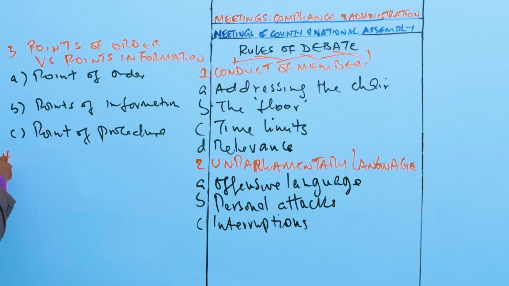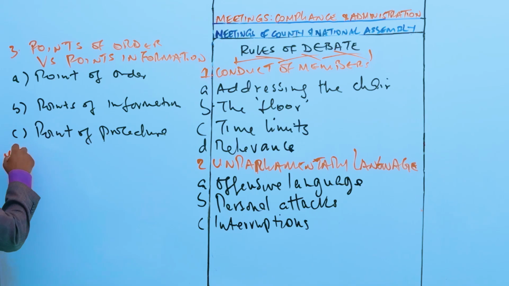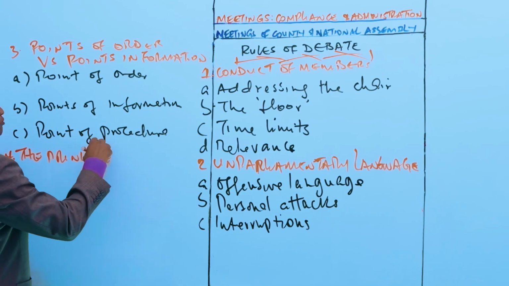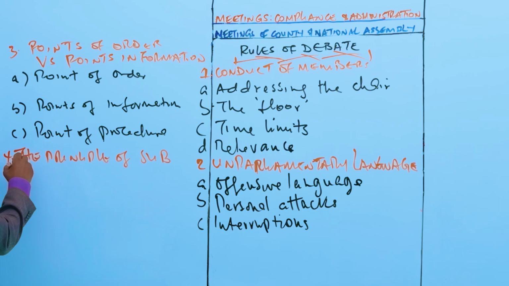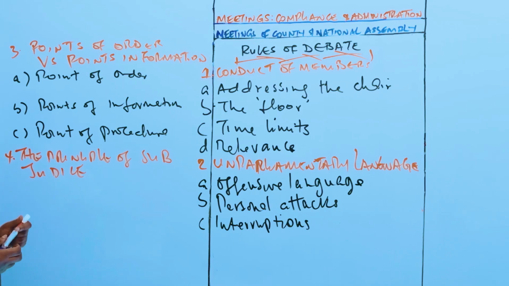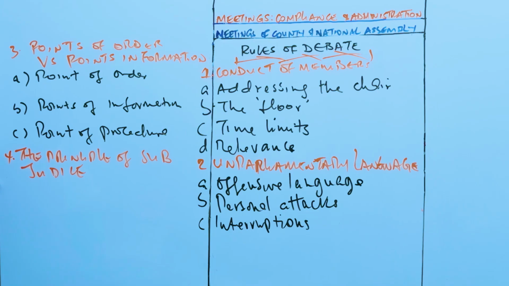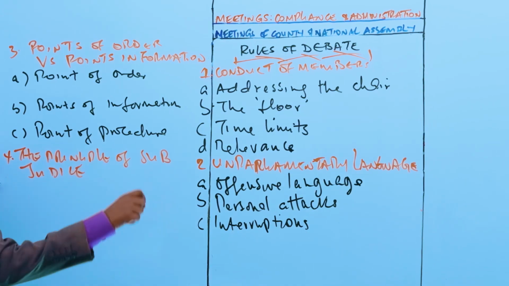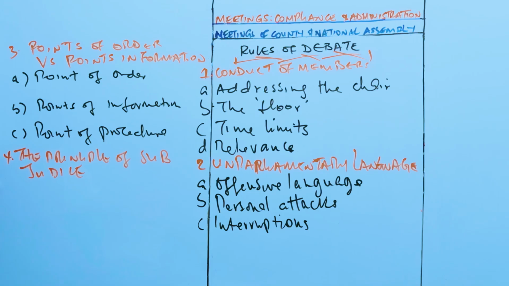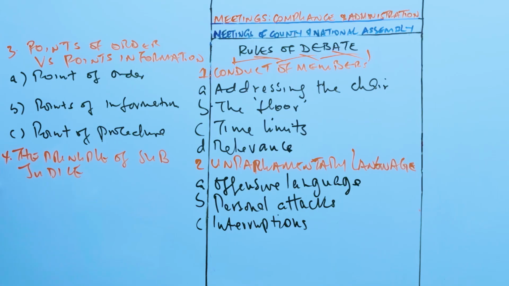Then lastly, candidates, there is the sub judice rule, the principle of sub judice. One of the most important rules is the sub judice rule, where members are prohibited from debating any matter that is currently before a court of law, because doing so would prejudice the outcome of that case. That maintains the constitutional separation of powers between the legislature and the judiciary.